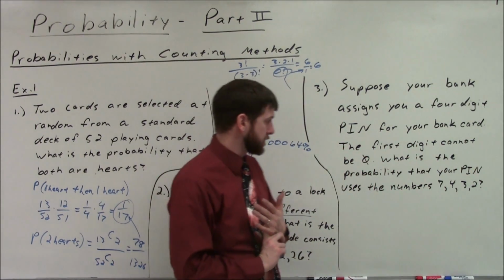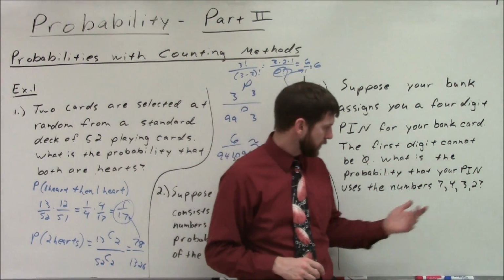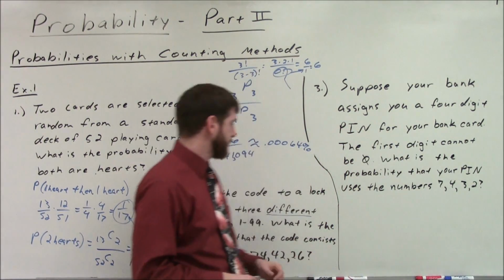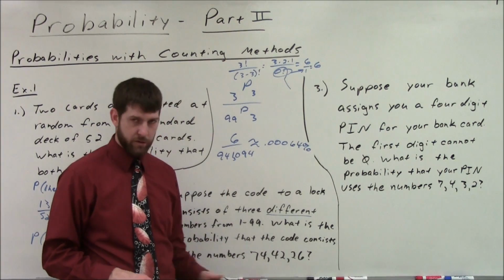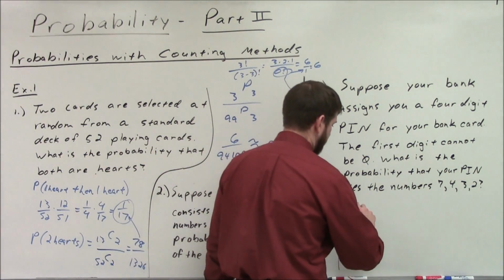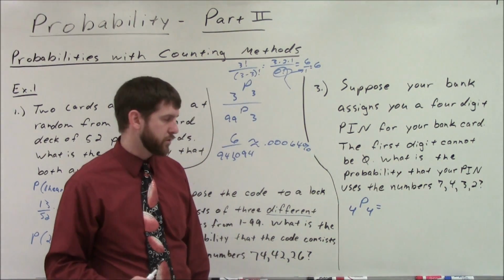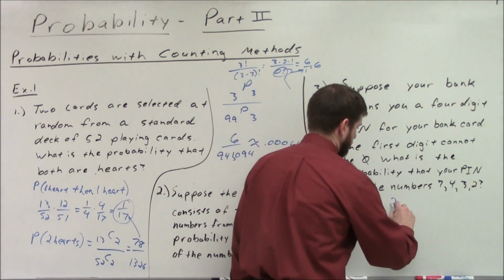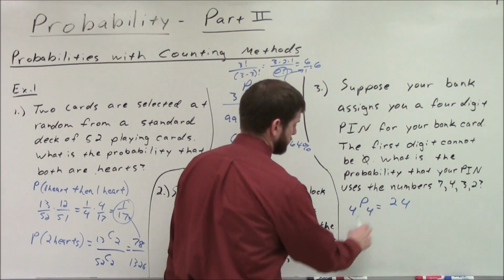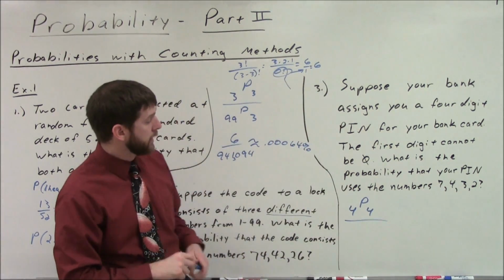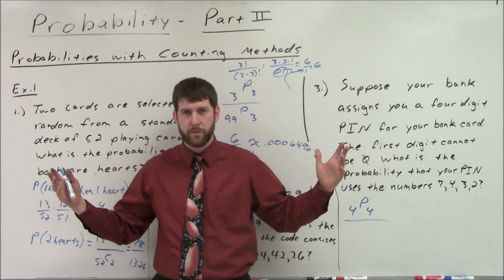Now, number of successes for our numerator would be all the different pins that use 7, 4, 3, and 2. So very similar to this, all the different codes that use that, except now we have 4 objects that we're rearranging into all the different orders of 4. So 4P4 will give us 24. Let's hold on that. Give myself some room to do that denominator. Now the denominator would be all possible pins.